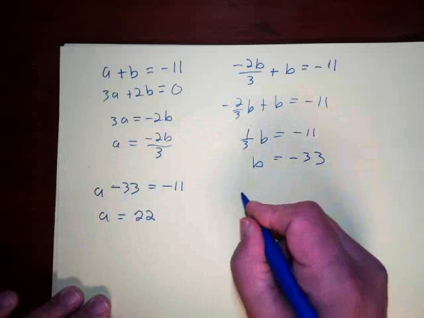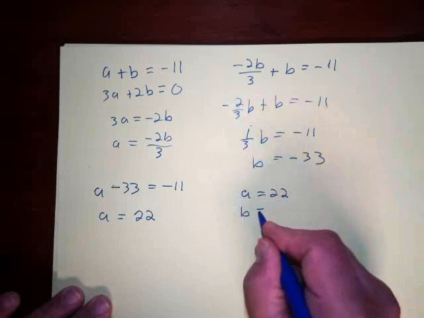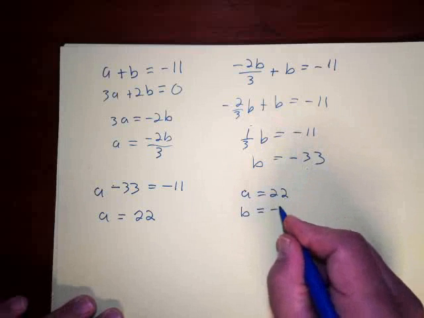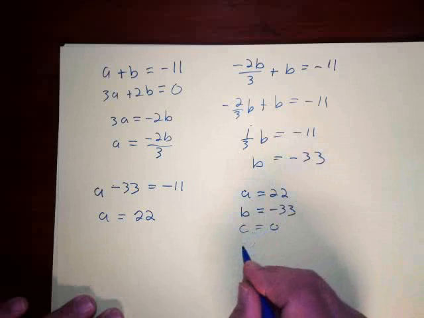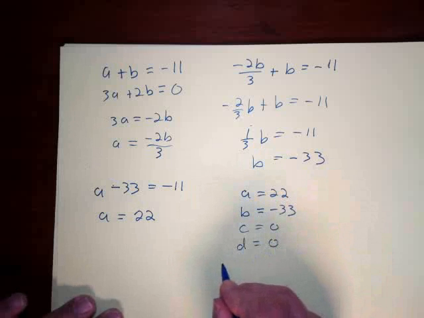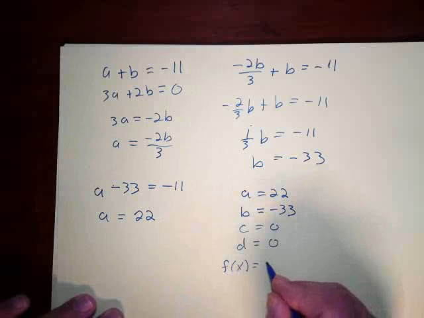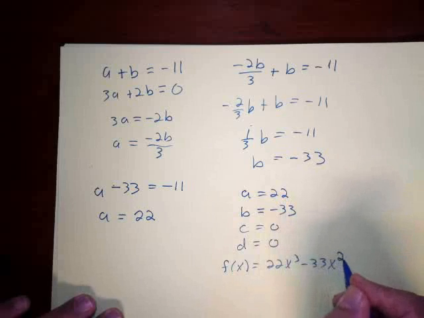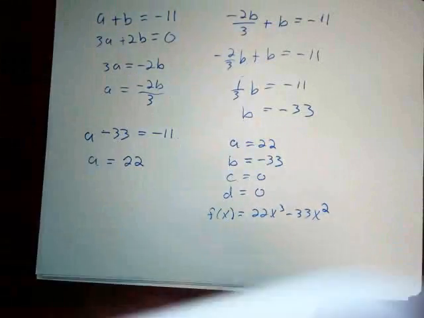And so now I can finish. My a has to be 22, my b has to be negative 33, my c has to be 0, and my d has to equal 0. So then my function here is really 22x cubed minus 33x squared. So that's my function. Let's actually come back here.